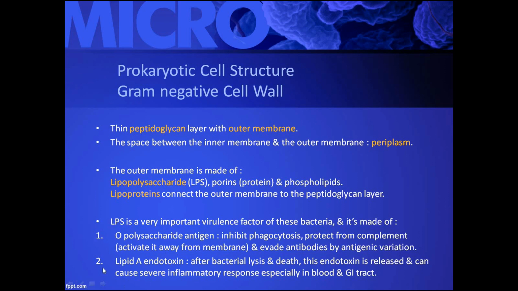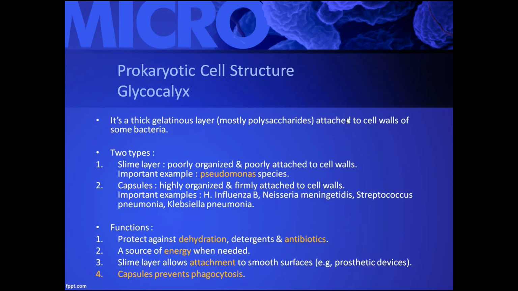The second structure in the lipopolysaccharide is called lipid A endotoxin. This component functions after the bacterial death and lysis. It is released from the membrane, and it is an endotoxin that can cause a severe inflammatory response, especially in the blood and GI tract. Okay.